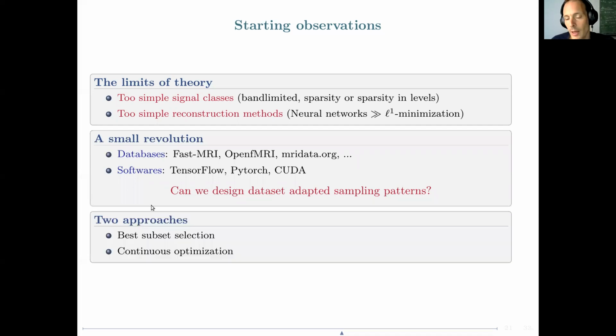And mostly, I could see two different approaches. One that I would call best subset selection methods, and the second one which are continuous optimization methods, and I will review them briefly.